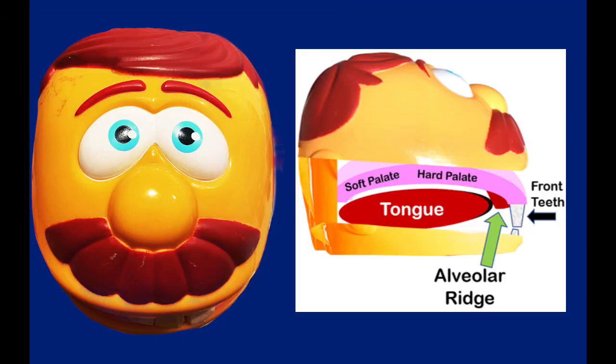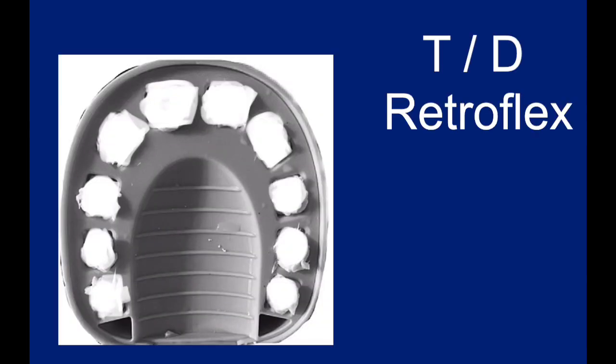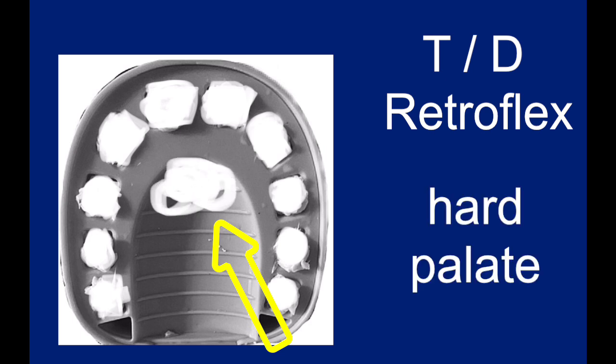Here's the plastic model I'll be using to demonstrate accurate tongue placement. And here we see the roof, or the top of our model's mouth, and the area being shaded in is what's called the hard palate, and this is where the tongue touches when the T and D retroflex are pronounced. This is where we don't want to place our tongue.